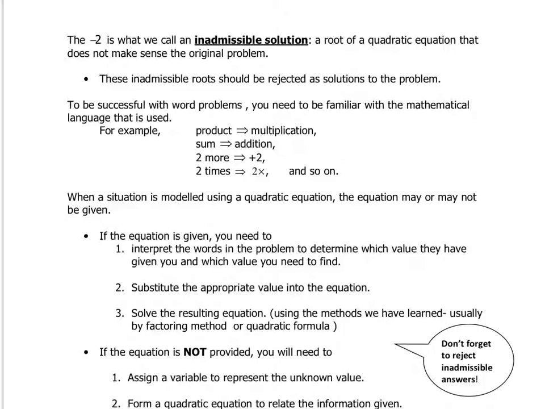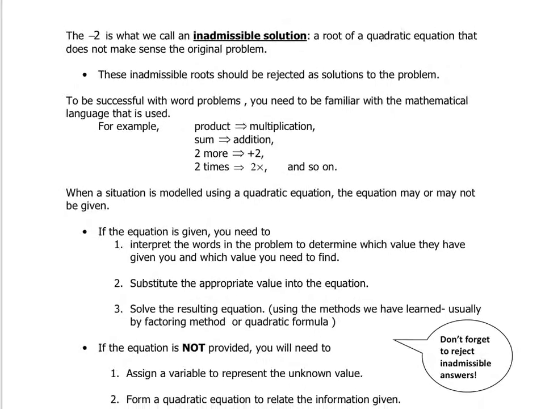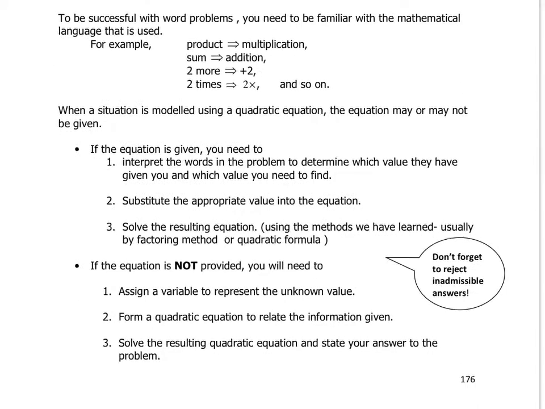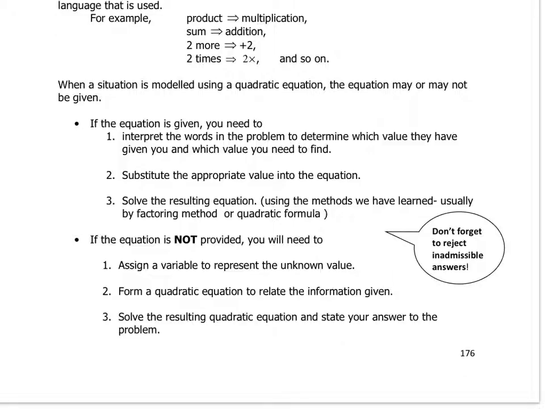So some of the words you should be familiar with would be: product means multiplication, sum means addition, two more would be like add to, two times would be to multiply by two, and so on. So when you're given a situation, you may or may not be given the equation. If the equation is given, you just need to interpret the words in the problem to figure out what you need to do. And usually you're given enough information to substitute for one of the variables in the equation. So you basically substitute for the appropriate variable and then solve the resulting equation.